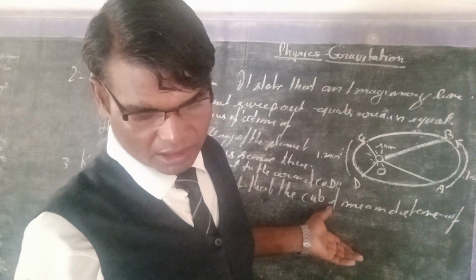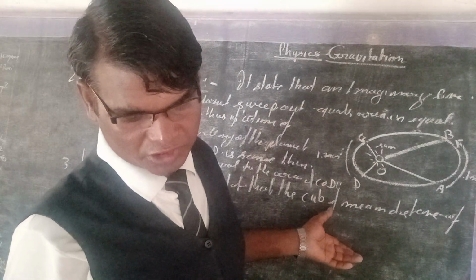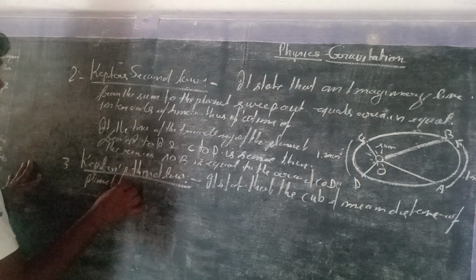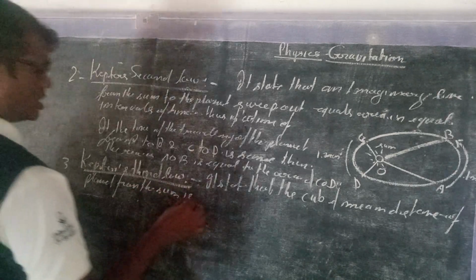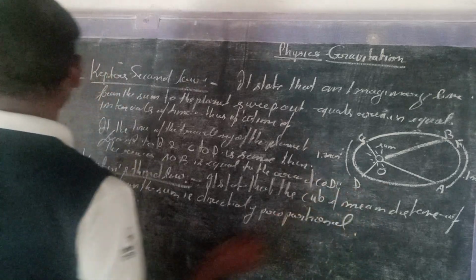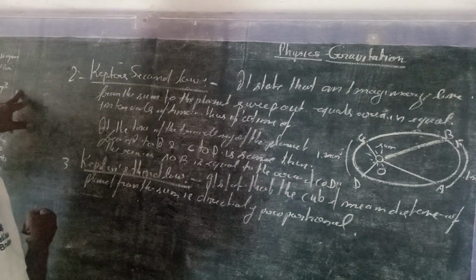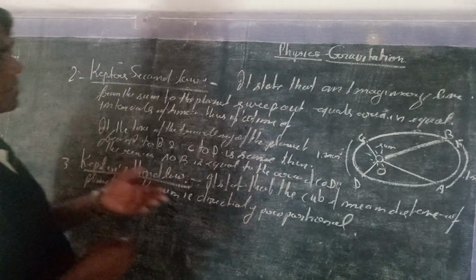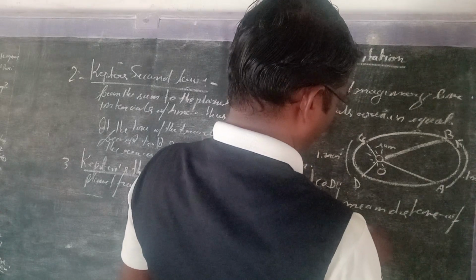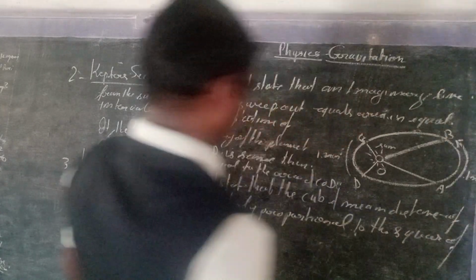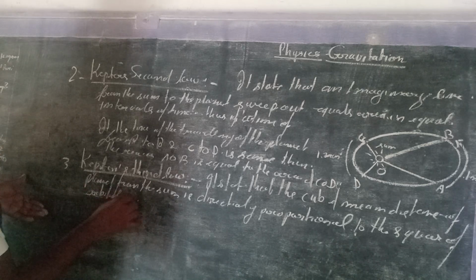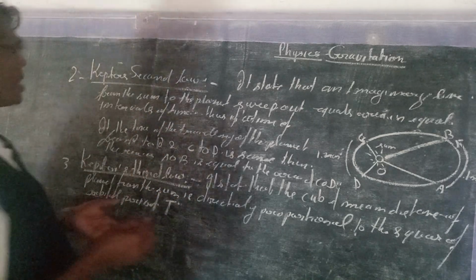of a planet from the sun, the mean distance of the planet from the sun, is directly proportional to the square of its orbital period T.